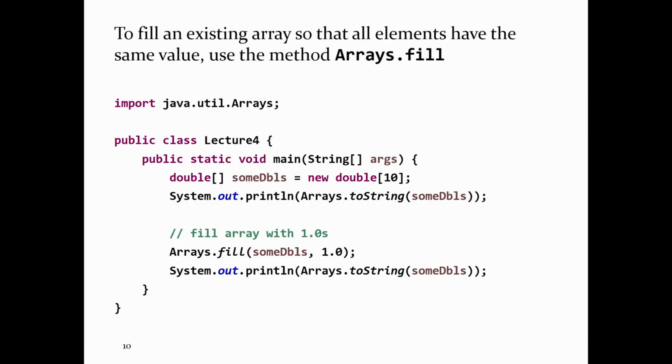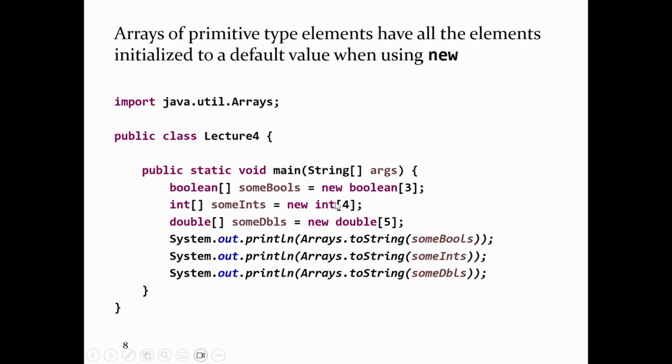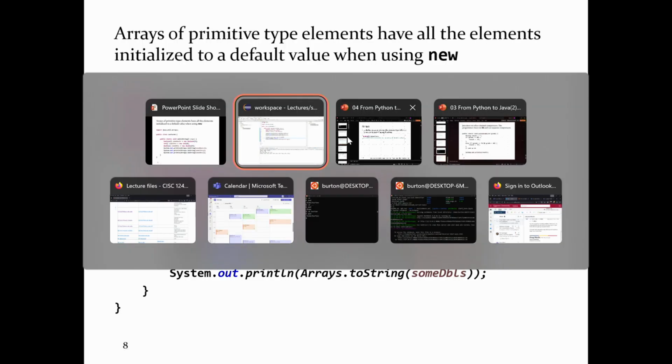Right? So it's occasionally useful, when you create an array, to fill it with some value that's not false, 0, or null. And so there's a method. Oh wait, sorry, I have to tell you something else. Back up. Printing an array.